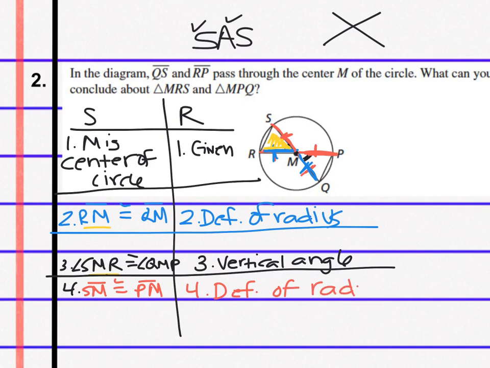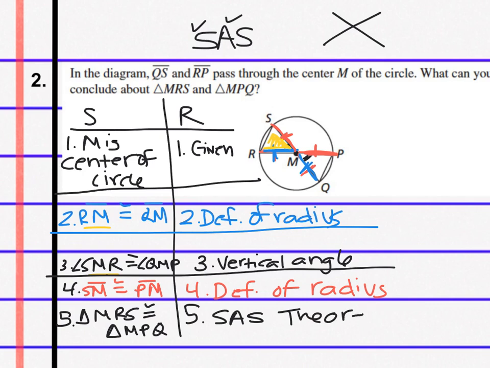So I started with what was given. I did my side, my included angle, my side: side, angle, side. Now I'm ready to conclude that triangle MRS is congruent to triangle MPQ using the side, angle, side theorem. All right, so pause if you need any more time. We're going to try one more.